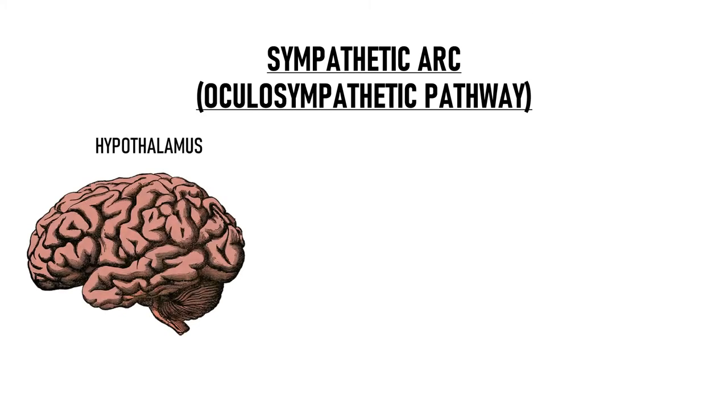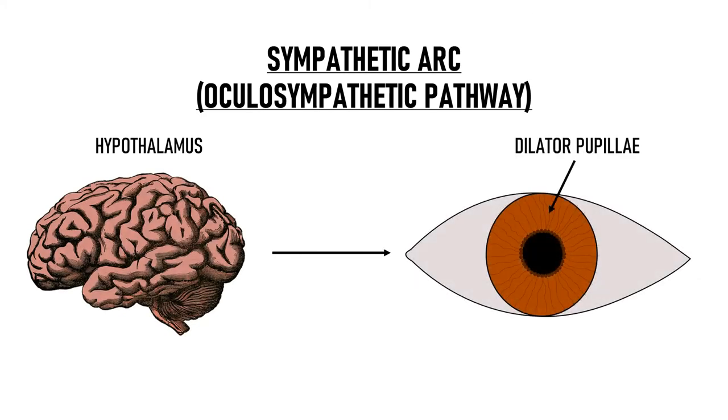It is also affected by various other factors that activate the sympathetic system, like being in a stressful situation, feelings of pain, fear, etc. The sympathetic arc is also known as the oculosympathetic pathway. It begins in the hypothalamus and it acts by causing the contraction of the dilator pupillae muscle of the iris. This causes increase in the size of the pupil, and this increase in the size of the pupil is known as mydriasis. Oculosympathetic pathway is a three-neuron pathway.